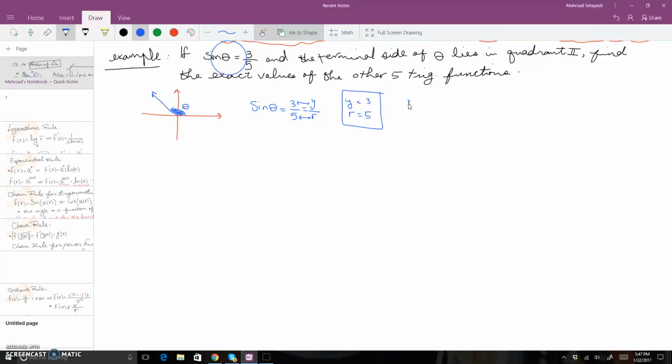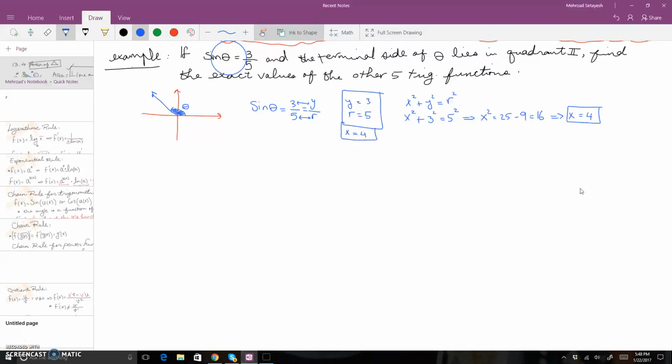But we know how to find the relation. We know what the relation between the x, y, r is. X squared plus y squared is r squared. X squared we don't know. Y squared means 3 squared. R squared means 5 squared. Solving this equation, we find x squared is 25 minus 9, which is 16. Therefore, x is 4. So our set of x, y, r is complete.